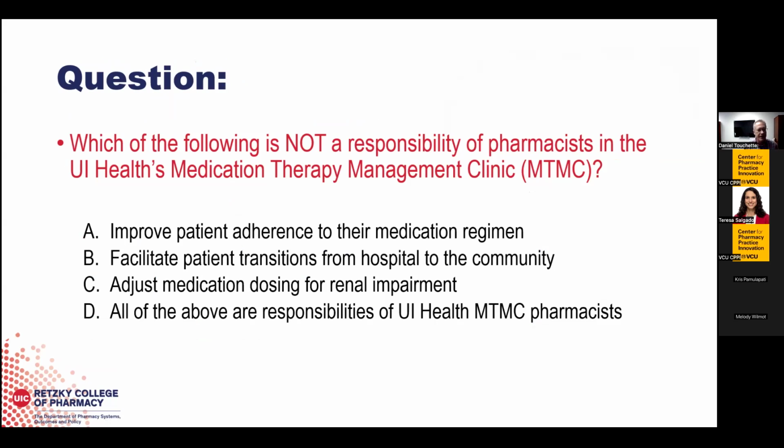Which of the following is not a responsibility of pharmacists in the UI Health's medication therapy management clinic? A, to improve patient adherence to their medication regimen. B, facilitate patient transitions from hospital to the community. C, adjust medication dosing for renal impairment. Or D, all of the above are responsibilities of the UI Health MTMC pharmacists.